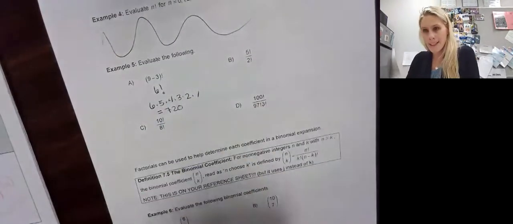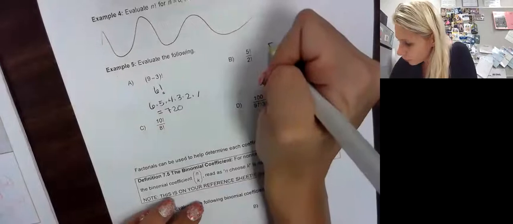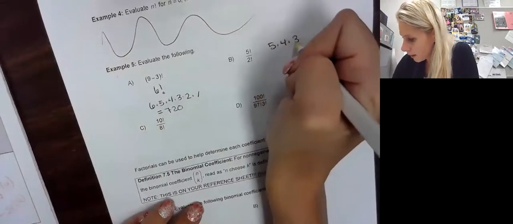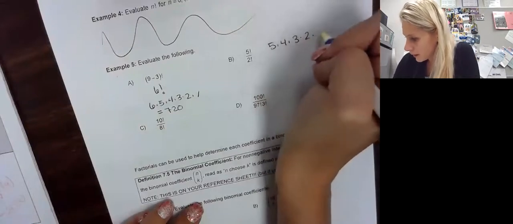Now we're going to break this down. 5 factorial is 5 times 4 times 3 times 2 times 1.